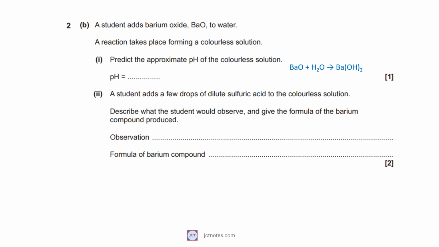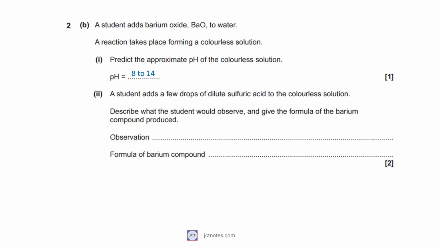As we are not given any numbers for calculations or estimation, we just need to mention that the pH will be alkaline, with a pH between 8 and 14. In the second question, the student adds a few drops of dilute sulfuric acid to the solution. We need to describe what the student would observe, and give the formula of the barium compound produced.